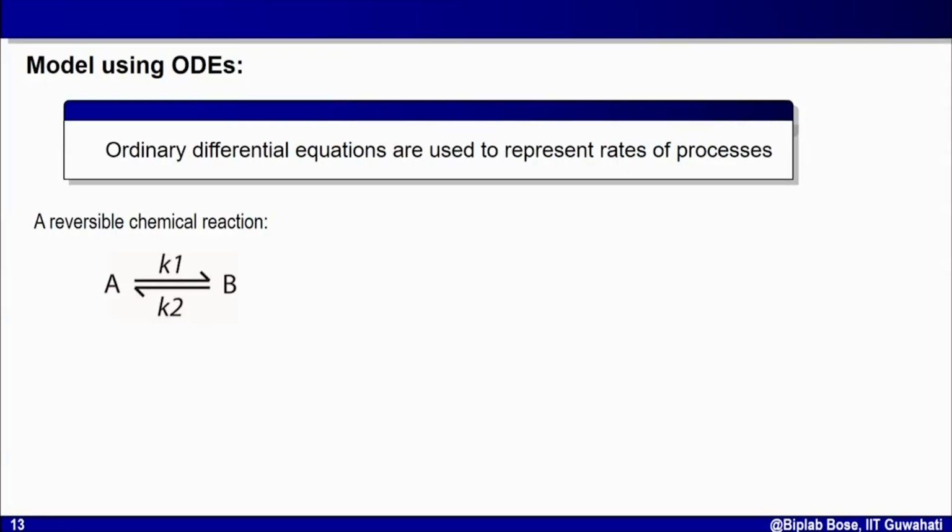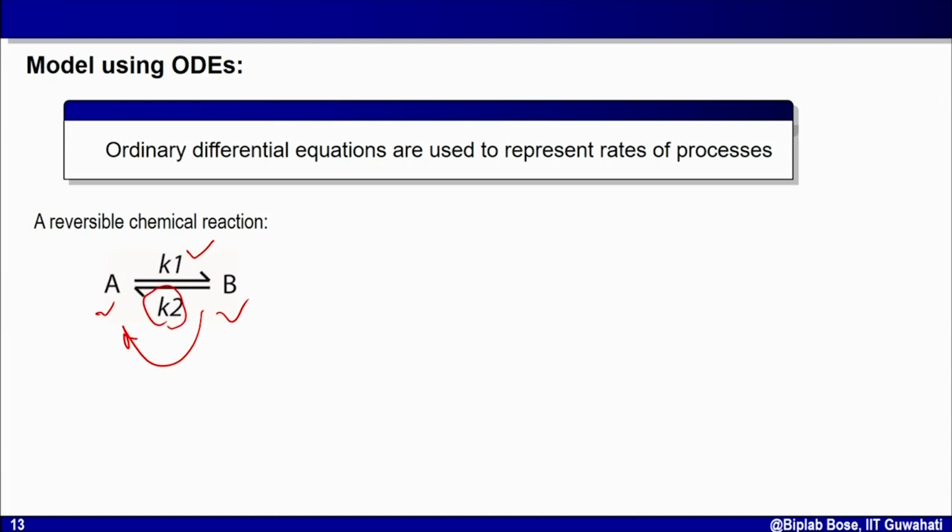That is the utility of ODE in our mathematical process. So take an example. Suppose I have a chemical reaction. A is getting converted to B, and the rate constant for that is K1. Whereas as it is reversible, B is also becoming A, and the rate constant is K2. And I want to model this one.